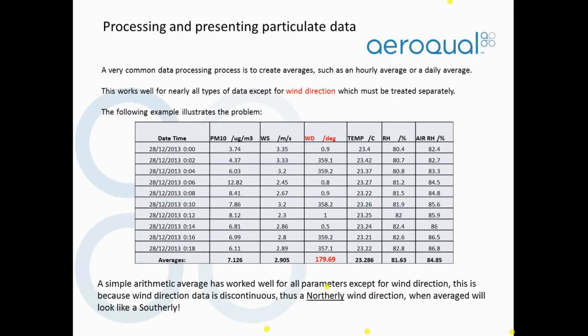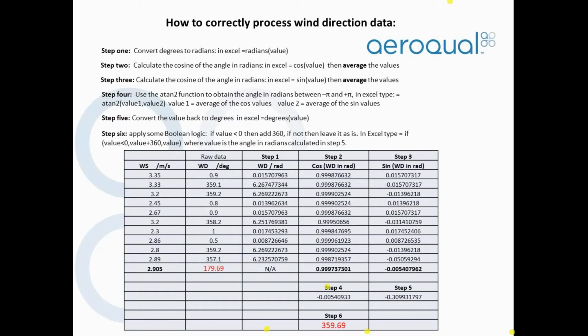And if you look at the data I've shown you there for wind direction, if this data is averaged, it leads to an error, quite a dramatic error, in fact. And in many cases, when wind direction blows from the north, subsequent data processing ends up looking like data blowing from the south. So that's a well-known problem with wind direction data processing.